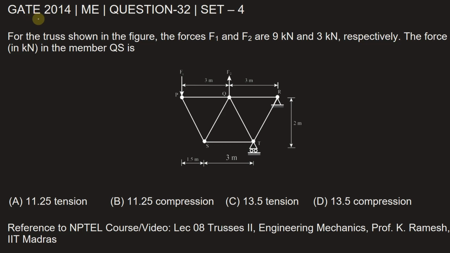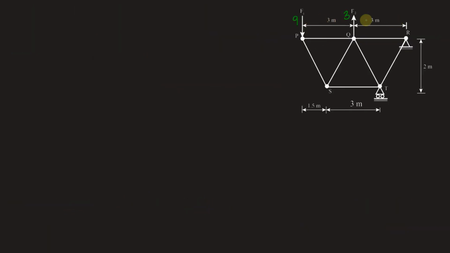This question is from GATE 2014 Mechanical Engineering paper, Set 4, question number 32. For the truss shown in the figure, the forces F1 and F2 are 9 kN and 3 kN respectively. The force in kilonewton in the member QS is. Let's find out. Forces are in kilonewton that we have shown here.